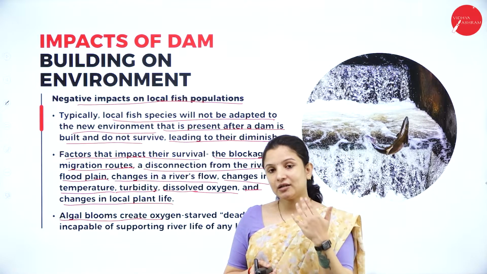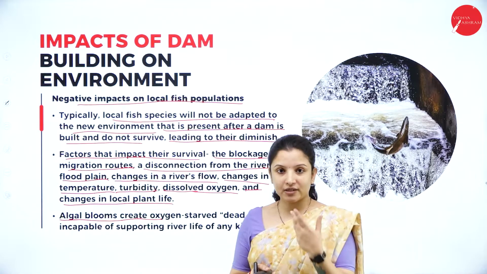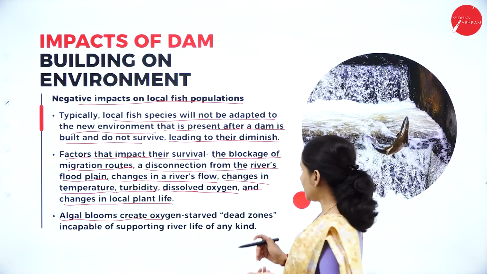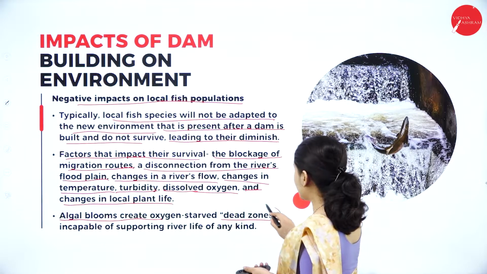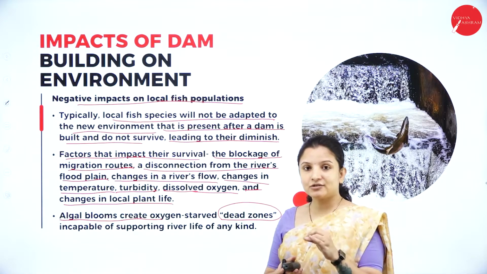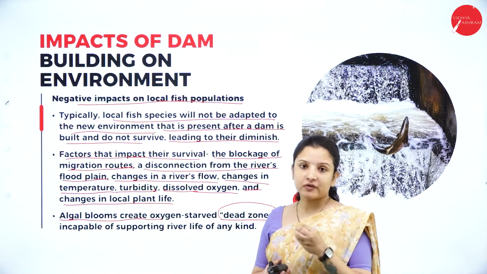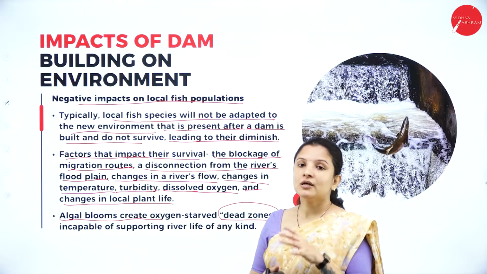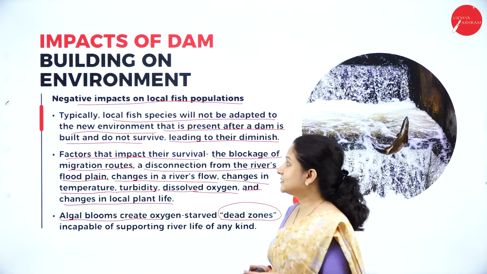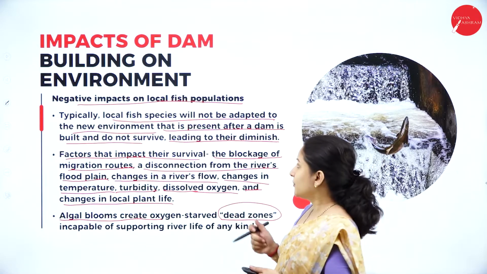If the oxygen content in the water reduces, the fishes that are there will not have enough oxygen for their survival. So therefore, they become starved of oxygen and that particular area becomes a dead zone. Means it will become a dead zone because it won't be capable of supporting any forms of river life there. So that is how the dams can completely alter the aquatic ecosystem. So these are the negative impacts of the dams on the local fish population.